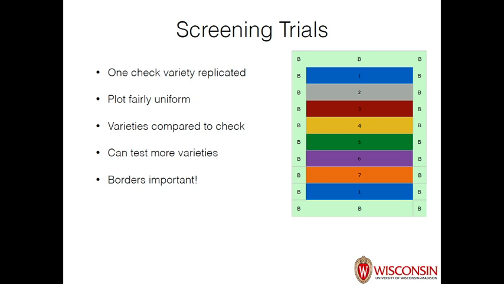It's still very important to have a buffer or a border around the trial, so either putting it in the middle of your production field or planting the same crop around it in a couple rows to make sure that you don't have those edge effects from being at the edge of the field that could influence your results.